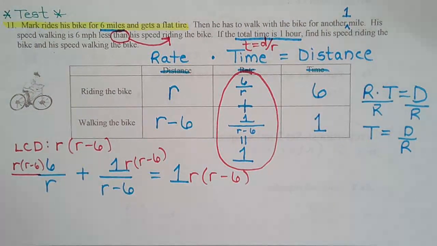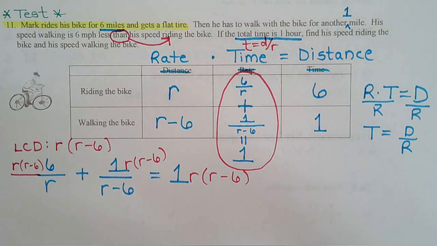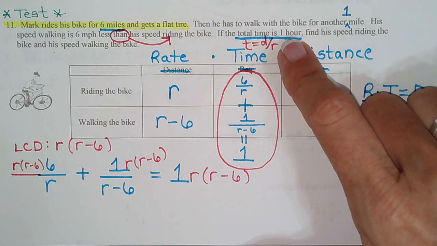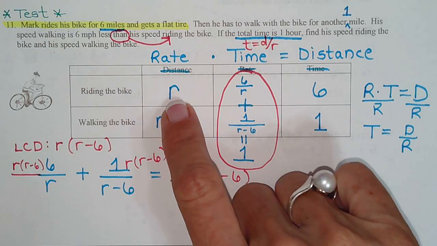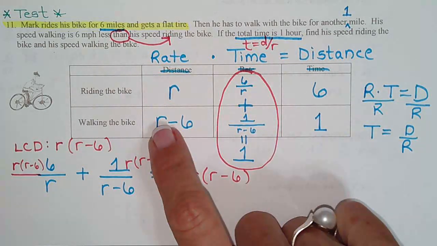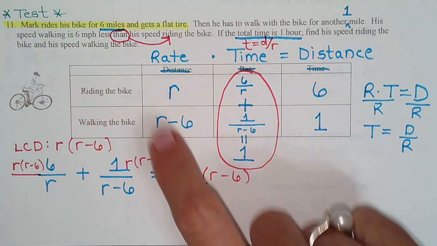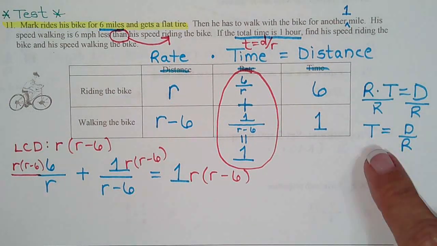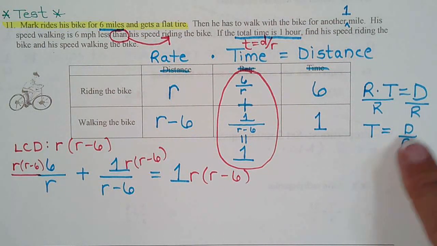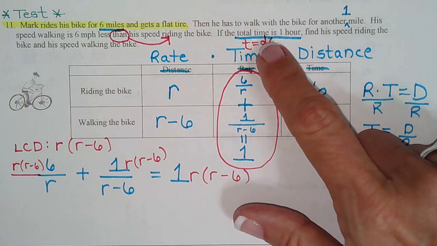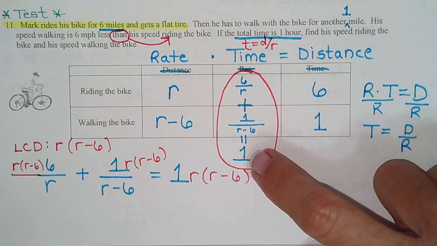Okay, let's go ahead and finish up number 11 on the last page of the 5.6 notes, page 12. So we had totaled up the times, which is what this problem said, the total times. So the rate for the bike was R. Walking was 6 less than that, so we subtracted 6 from the R. They gave us these. We solved the formula for T, and that told us to fill in the T column, do distance over rate. So distance over rate, distance over rate. And because total means plus, we added and set them equal to 1.